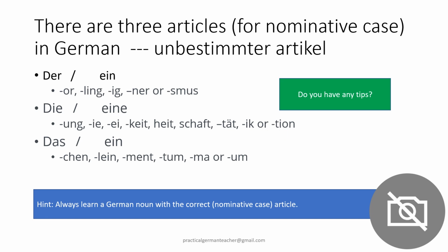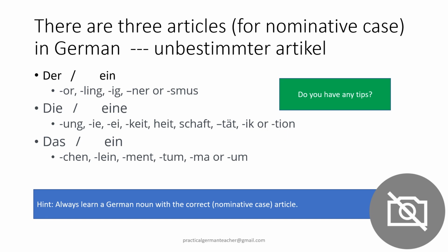The article the can be referred to as a definite article. Articles a or an can be referred to as indefinite articles. Similarly, we will learn indefinite articles in German as well. But as you already know, nouns in German can be classified as masculine, feminine, or neutral.